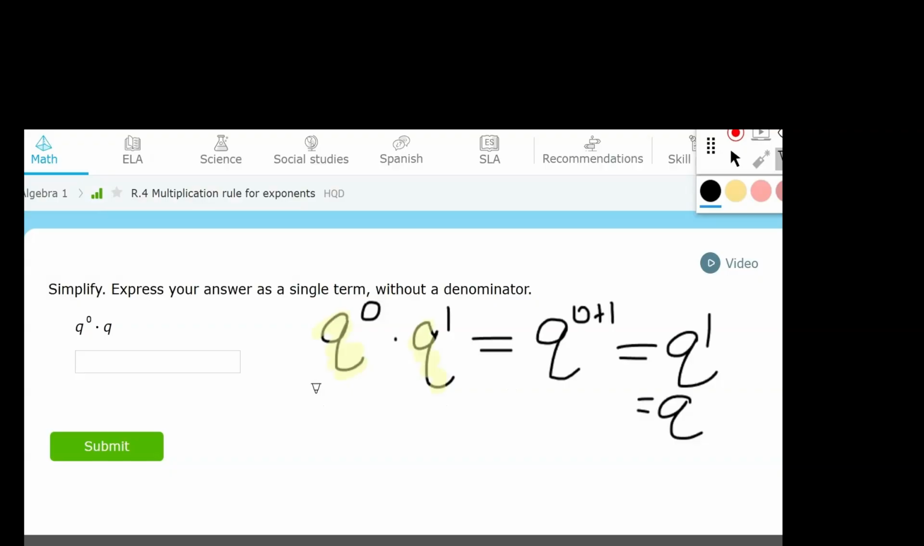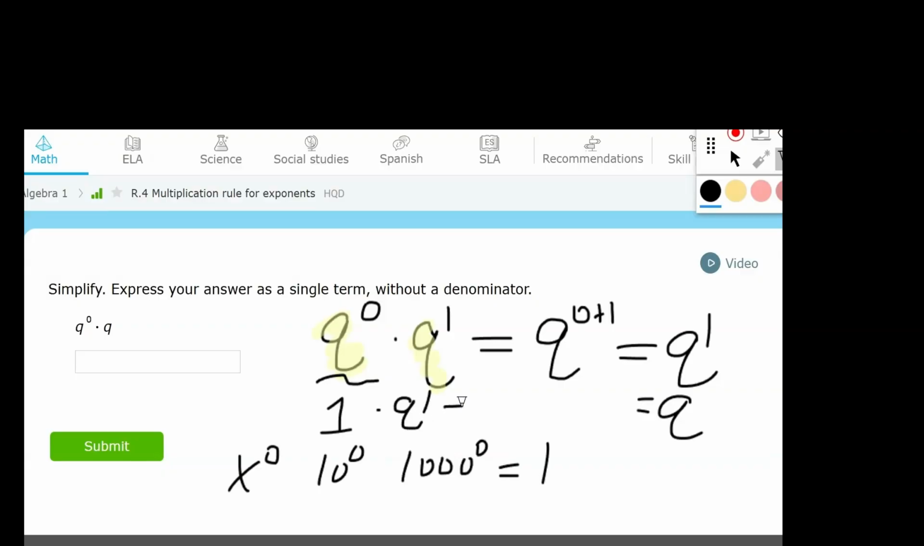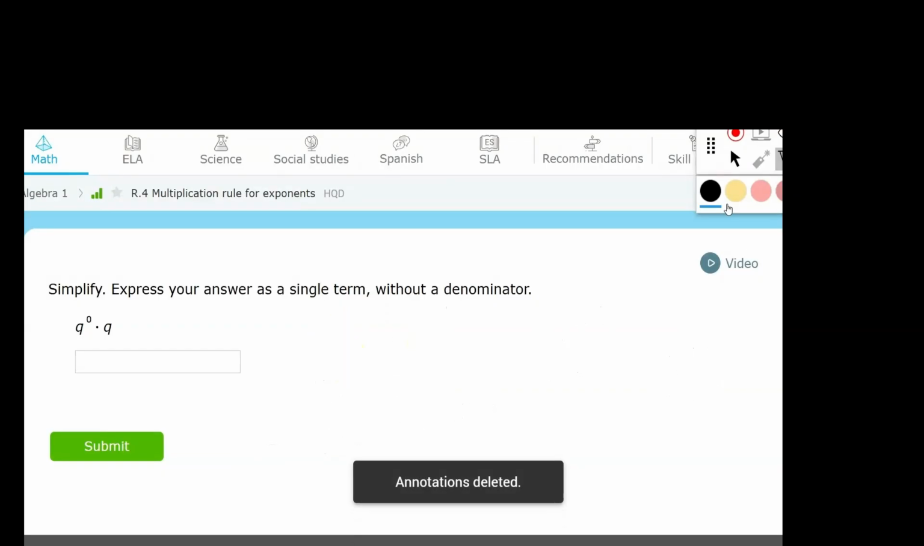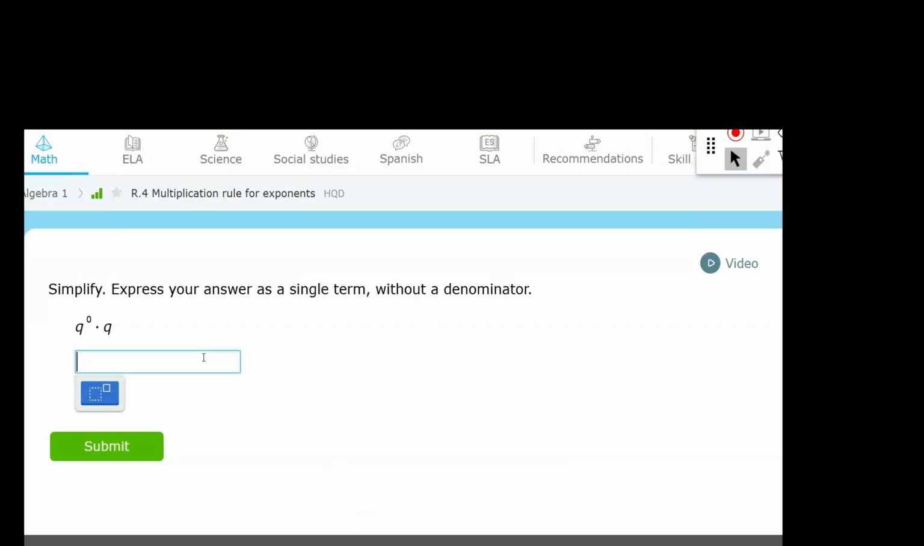And for those who are curious, anything to the 0th power is just 1. x to the 0, 10 to the 0, 1000 to the 0th, all of this is just 1. So what we are really doing here is 1 times q to the first power, and that's just q to the first power. Let's put that in. Just q to the first power, or I'll just put q.